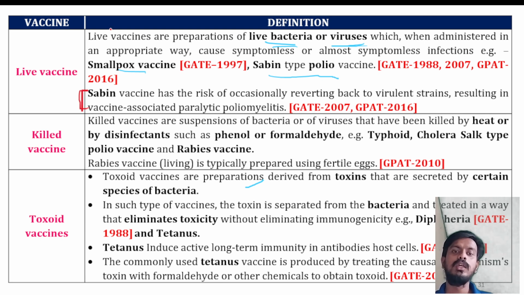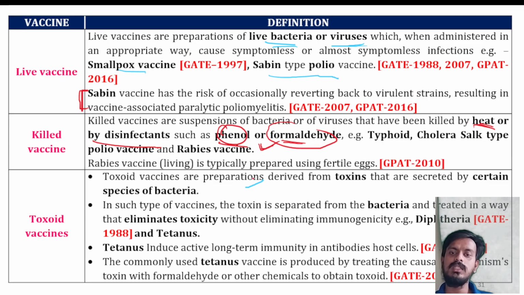Next is killed vaccine. In killed vaccines, the antigen is treated with some biophysical or chemical method for killing. The killed vaccines are suspensions of bacteria or viruses that have been killed by heat, or by disinfectants such as phenol and formaldehyde. So two major chemicals are used, that is phenol and formaldehyde. These two chemicals basically inactivate the vaccines. Okay, examples are typhoid, cholera, Salk type polio vaccines and rabies vaccine.